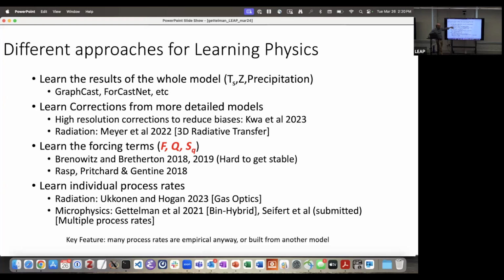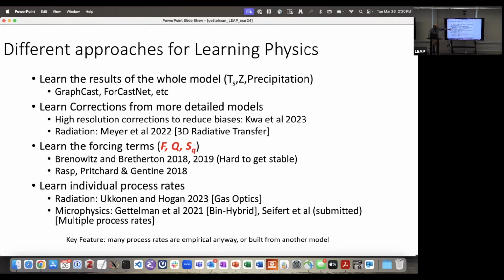You can learn corrections from more detailed models. So people run high resolution models that they think are representing more of these processes. Can't run them very long, but you can run them in parallel with a low resolution model and figure out how to learn the low resolution model biases. And this can be done either for the whole model. Here's an example of that that came out recently, or you can do it with more complex treatments.